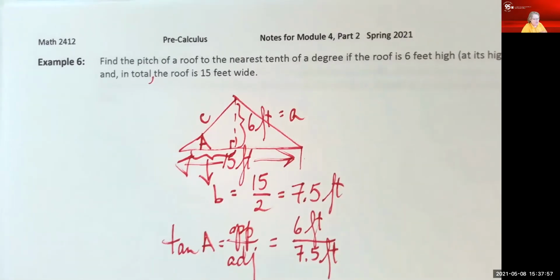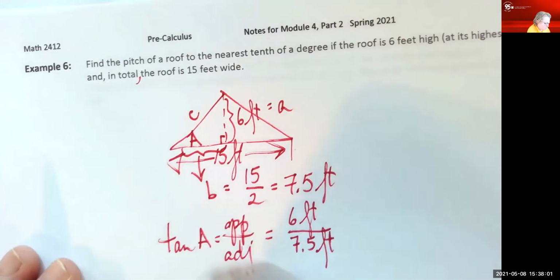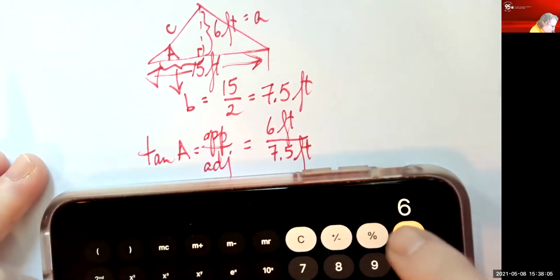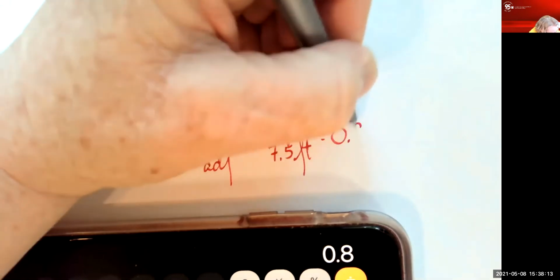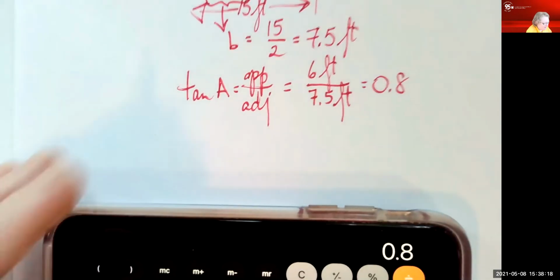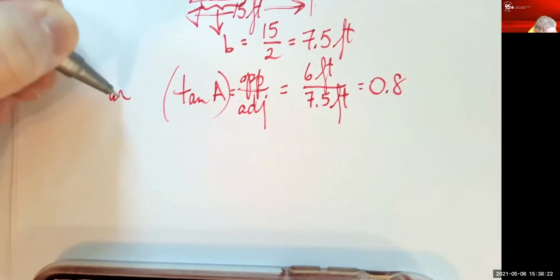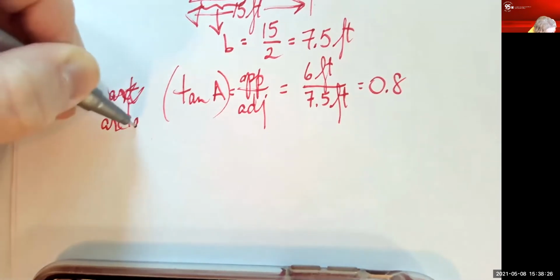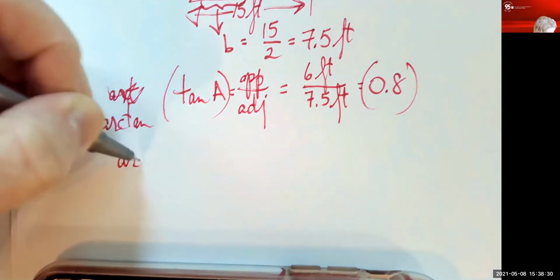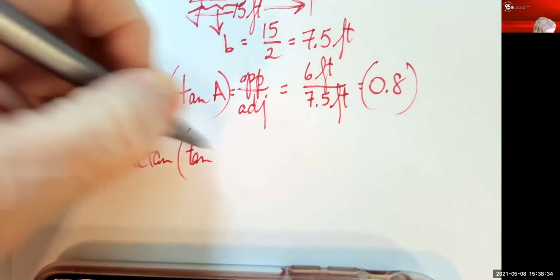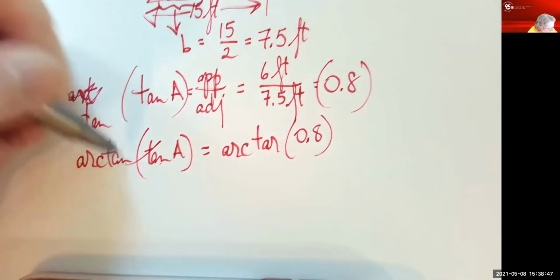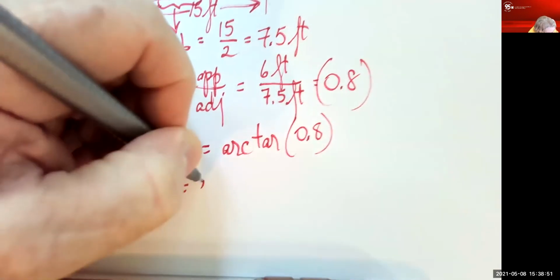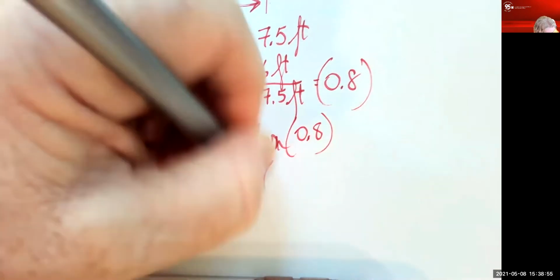And let's figure out what the tangent of angle A is. So we've got 6 divided by 7.5. We get that the tangent of angle A is 0.8. To find angle A, we're going to take the arctan of both sides. Arctan of the tan of A will equal the arctan of 0.8. Well, the arctangent of the tangent of A is just A. So angle A is equal to the arctangent of 0.8.